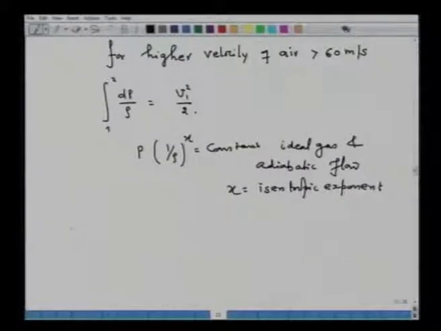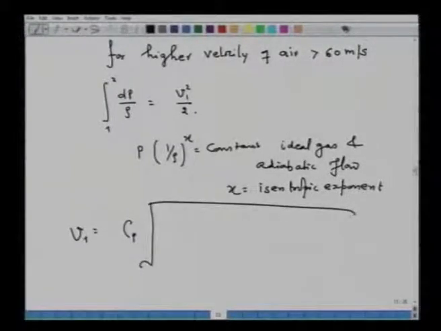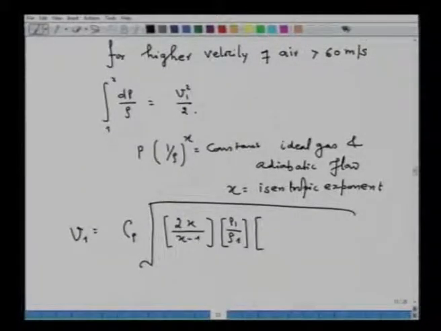When we evaluate this integral, then V1 will be equal to the pitot tube coefficient times the square root of 2 kappa upon kappa minus 1, P1 upon rho, times 1 minus P1 upon P2 to the power 1 minus kappa upon kappa.